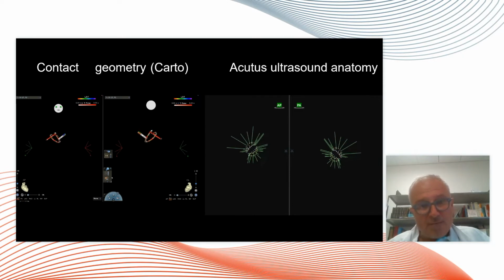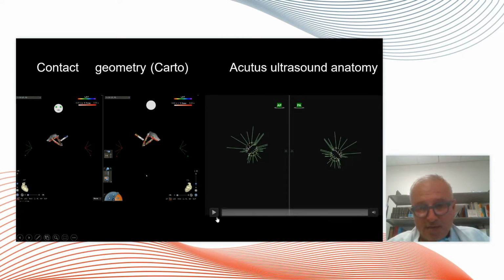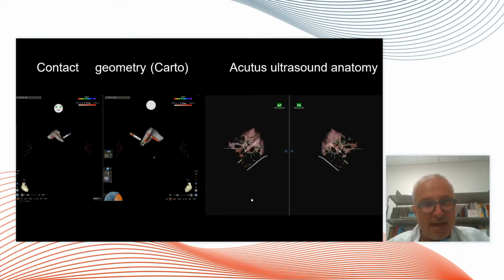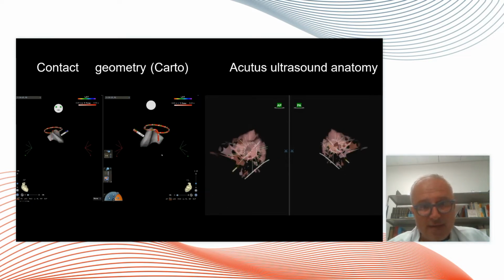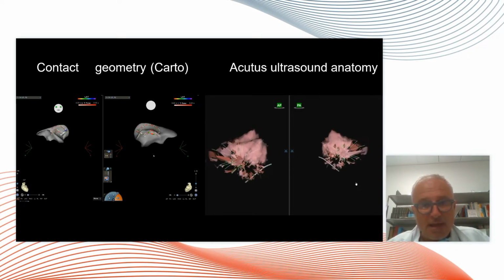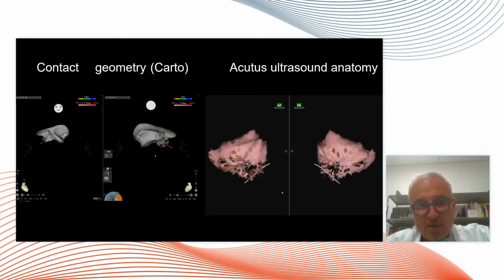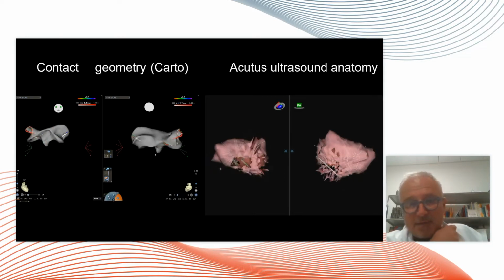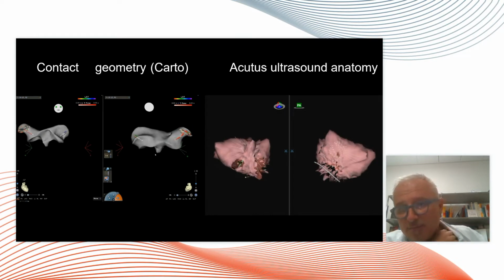Also, you have to keep in mind what is the anatomy. If you do anatomy with a contact catheter like Carto on the left side, you will only get where the catheter goes. You will have interpolation between the points to create a shell, and you will miss points where the catheter does not go.